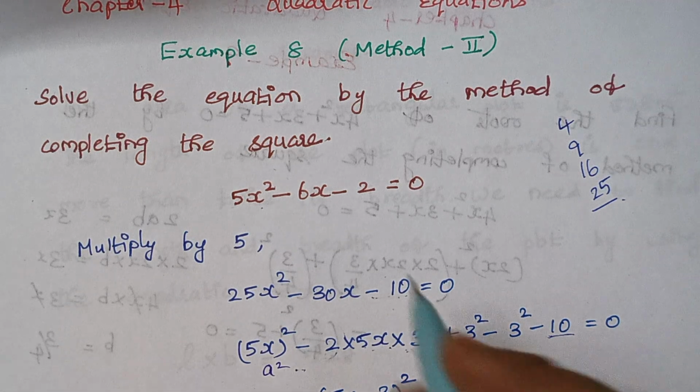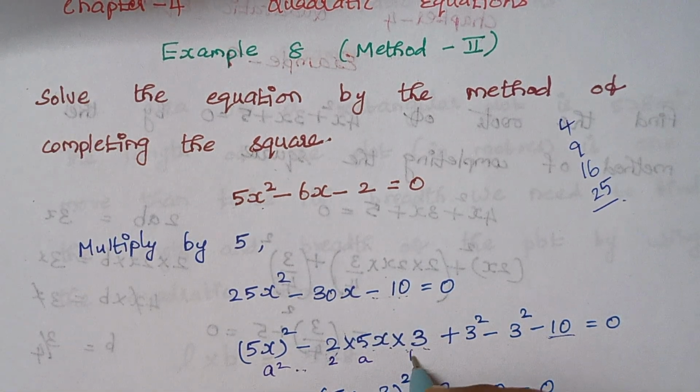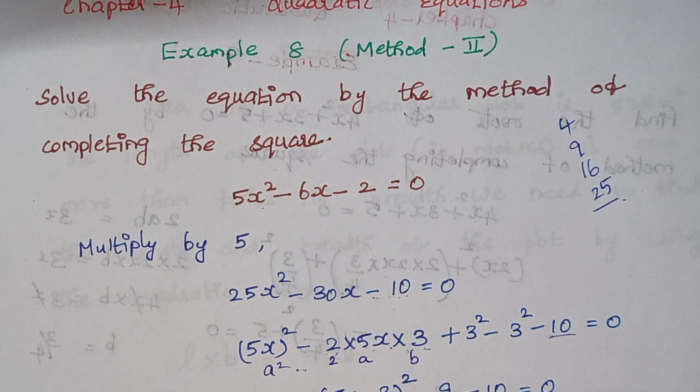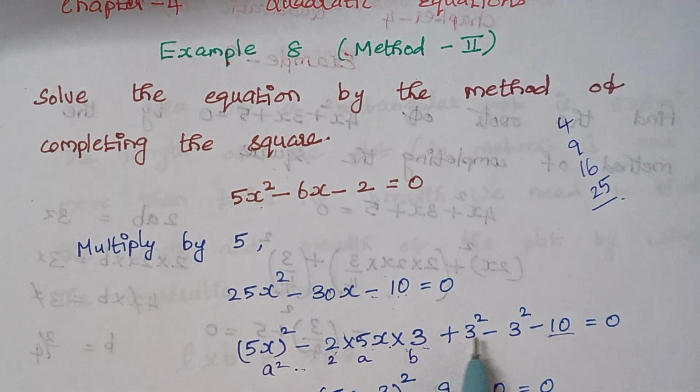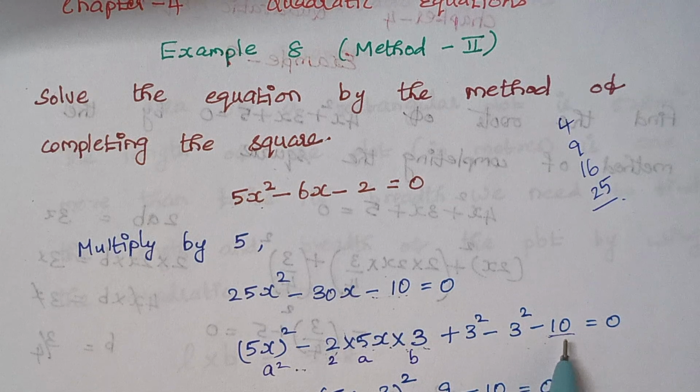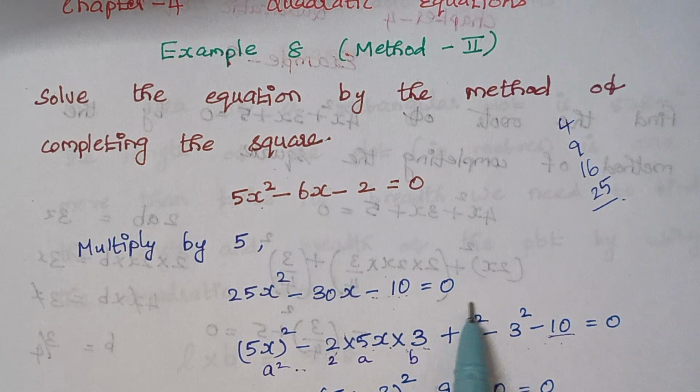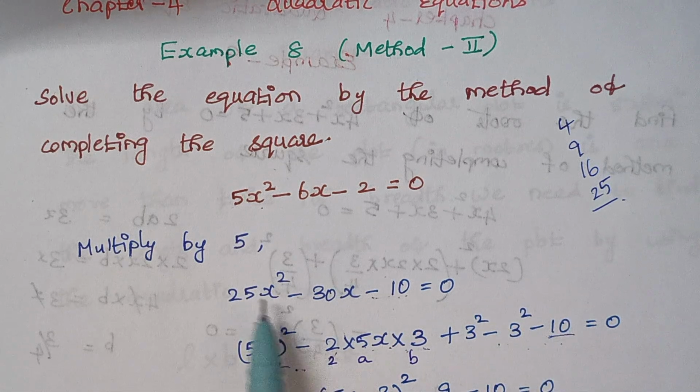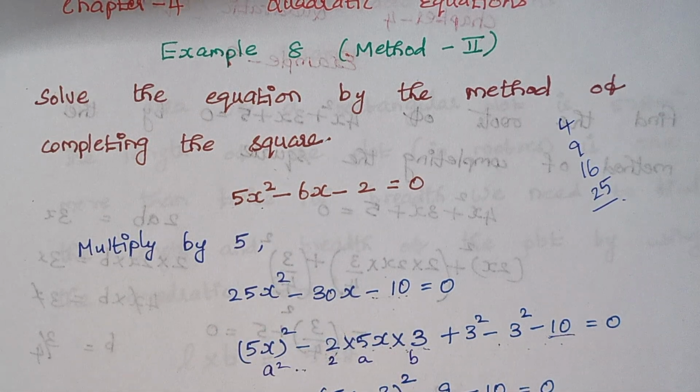Now again, you see, this is your 2ab. What is the value of b here? The value of b is 3. So again, we have to take the square. So here plus 3 square minus 3 square minus 10. As I already said, this minus 10 comes from here. We are introducing a square term as well as subtracting it, because when these two terms cancel, we will get the original equation. So whenever we are introducing a new term, you should always keep this in mind: the value of the original equation should always remain the same. So here it is plus 3 square and minus 3 square.